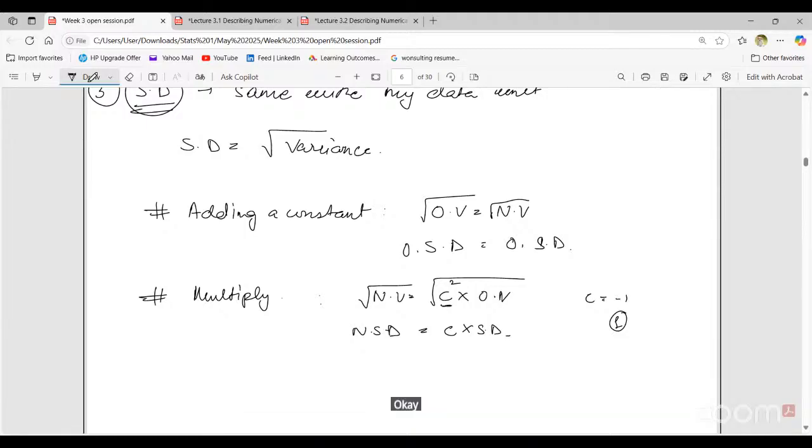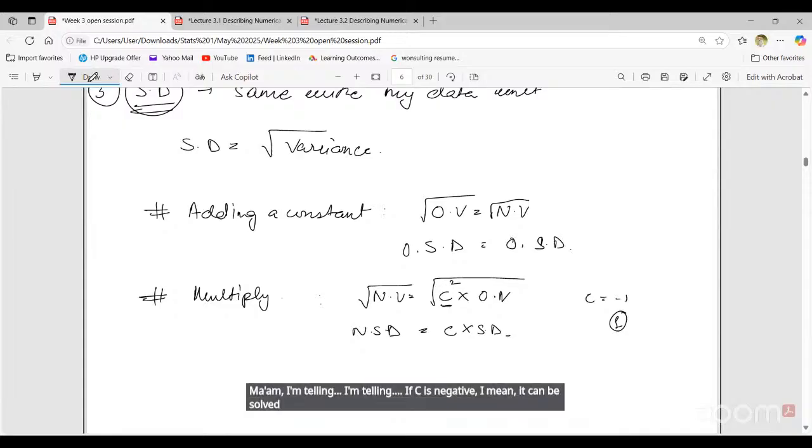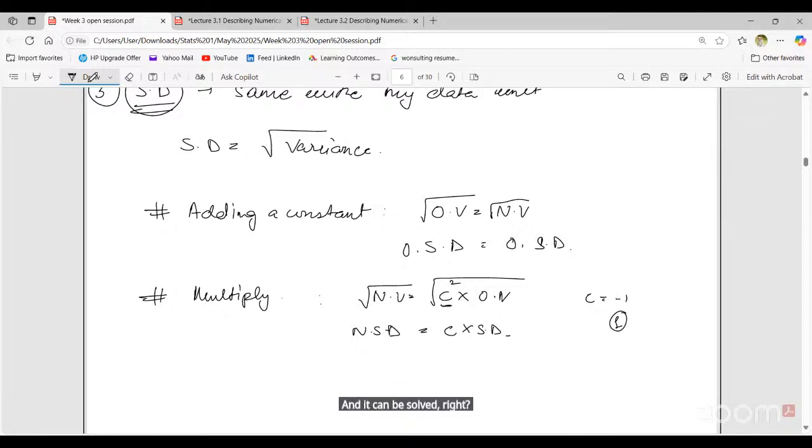Ma'am, I'm saying if c is negative, it can be solved if we write the absolute value of c, I mean mod c. Then it can be solved, right? Root of c square is not actually c, it is mod c. When you calculate the deviation with a negative constant, you get negative.